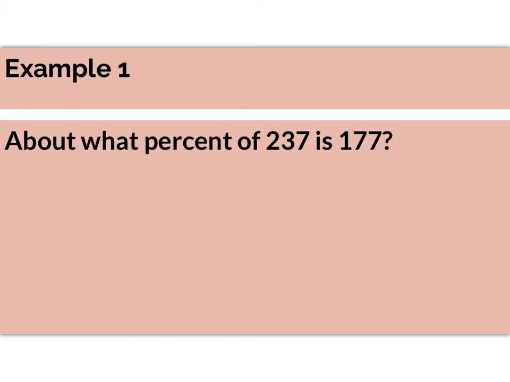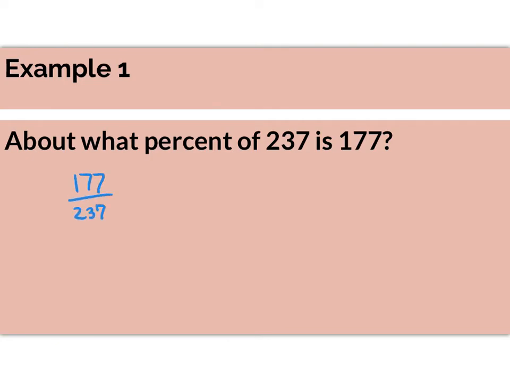Okay. About what percent of 237 is 177? So we're going to do some estimation. So how do we proceed? Okay, so what we're going to do is use some rounding terms. 177 is our part, and 237 is our whole, and this is how we get our percentage. So 177 is our part, 237 is our whole.